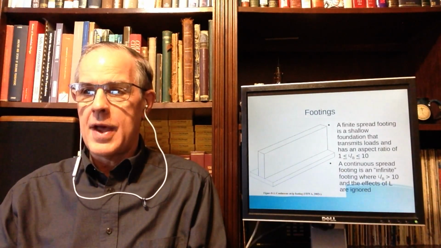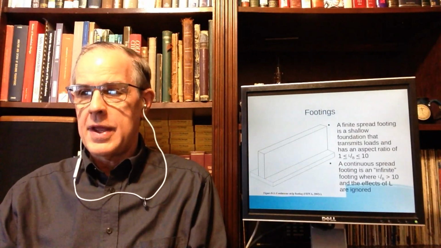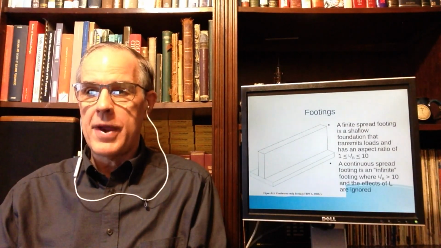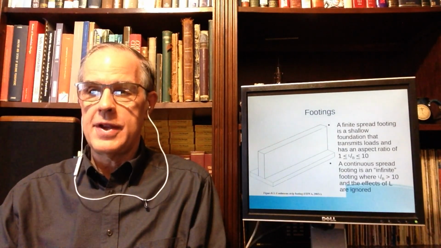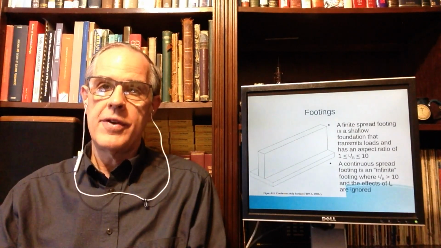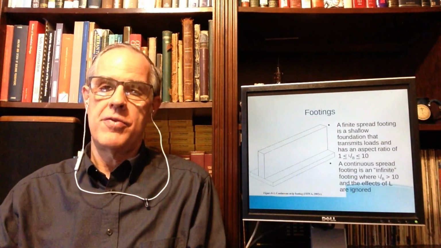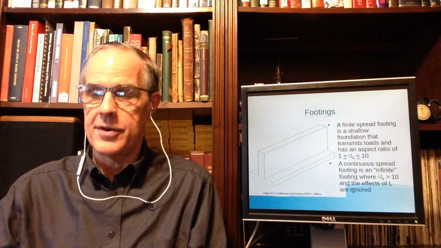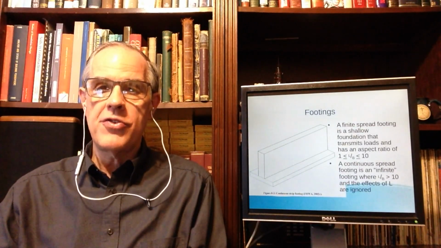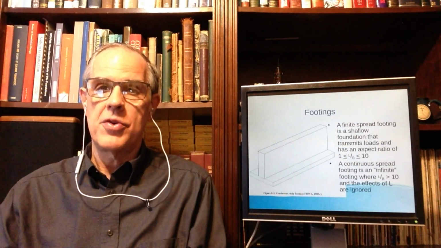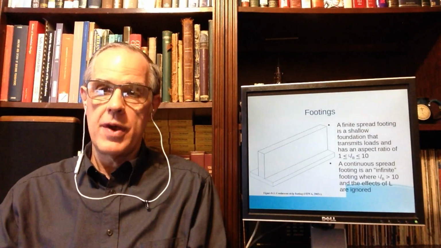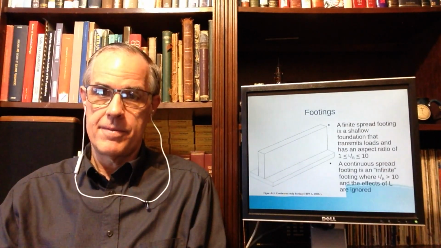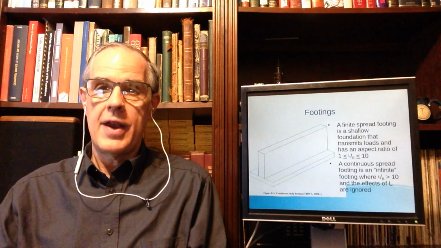All right, footing. A finite spread footing is a shallow foundation that transmits loads and has an aspect ratio, L over B, of 1 to 10. Obviously, if you get below 1, then B and L invert themselves. We're assuming that B is the smaller and L is the larger. If a foundation has a length which is 10 times or more than its B or width, it is considered for analysis purposes to be continuous and infinite. And so that is an important definition.